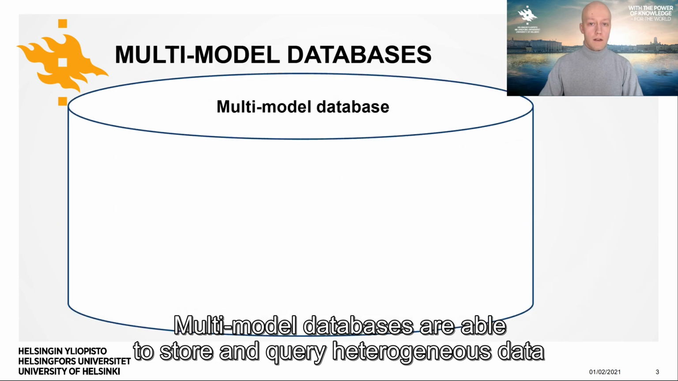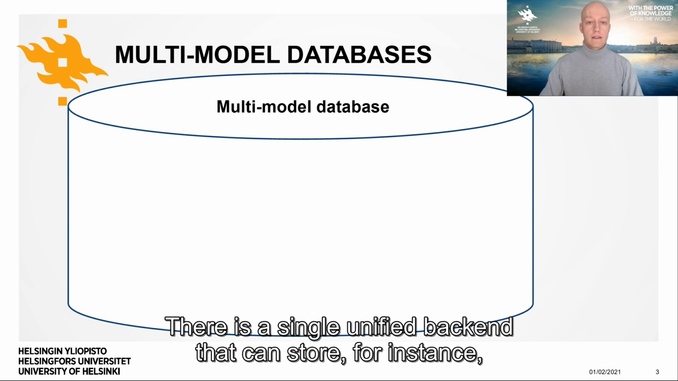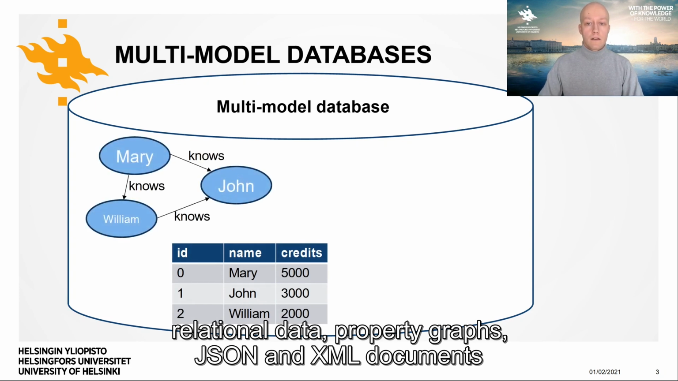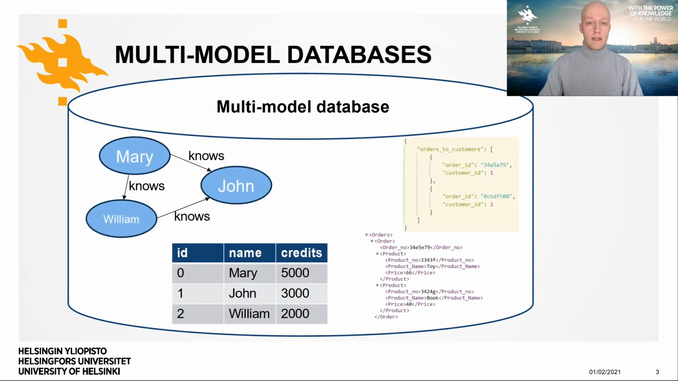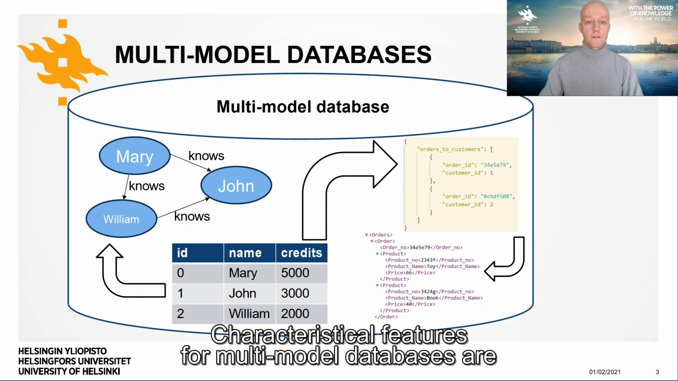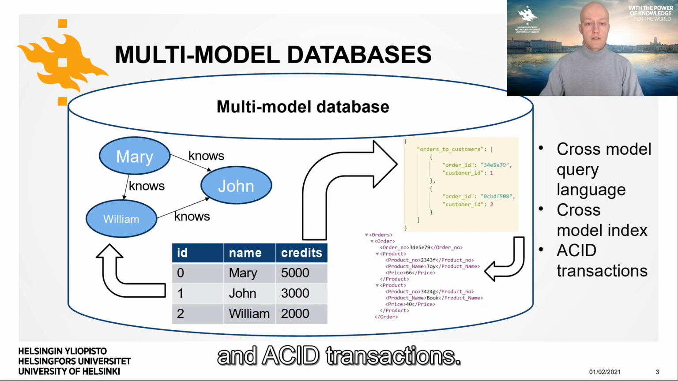Multimodal databases are able to store and query heterogeneous data in different models and formats. There is a single unified backend that can store, for instance, relational data, property graph, JSON and XML documents, as well as relationships between these. Characteristic features of multimodal databases are a common query language, a general index for all models, and ACID transactions.